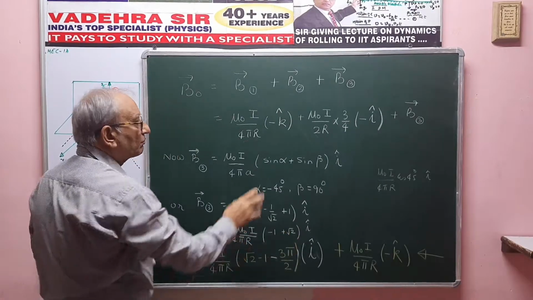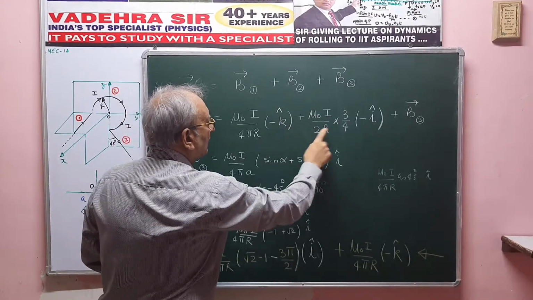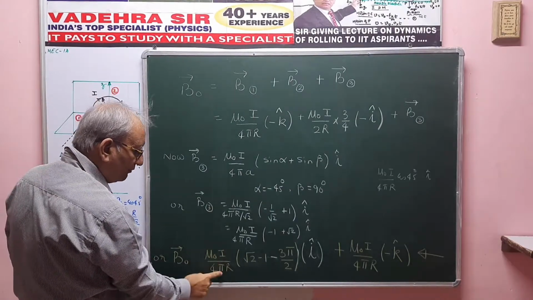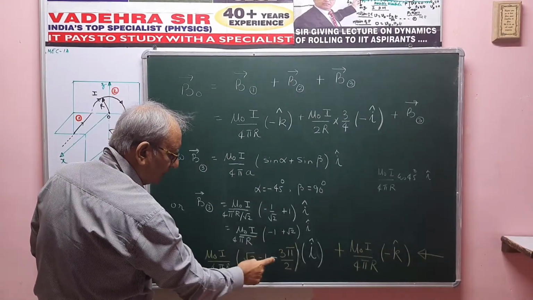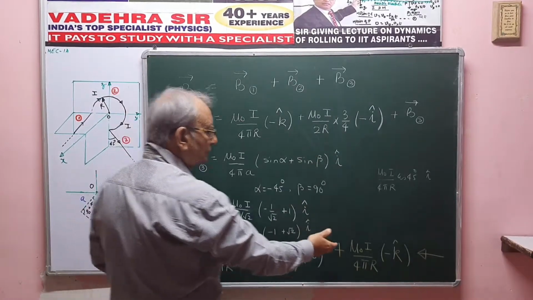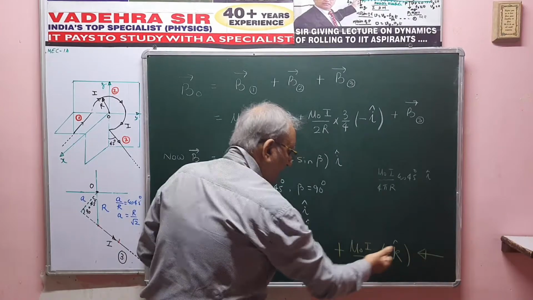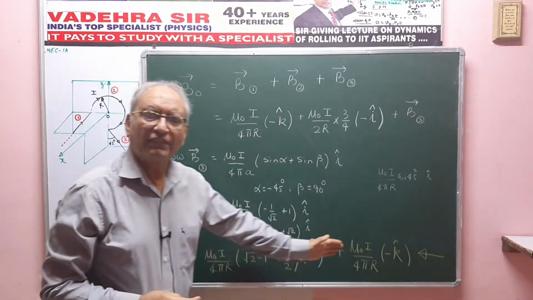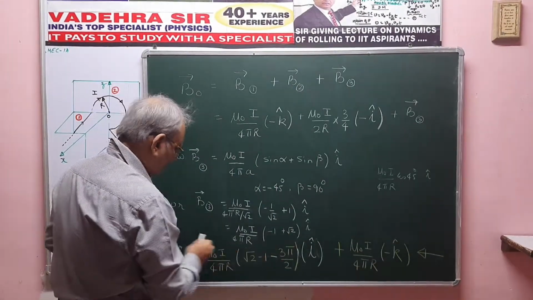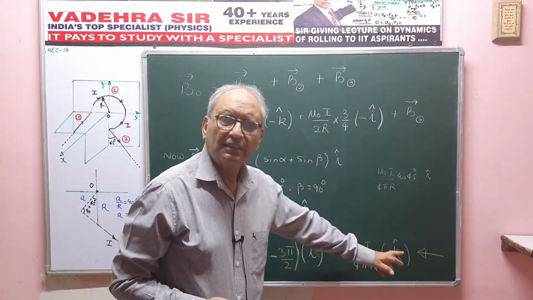So fine. For the element 2 and the element 3, I am getting mu naught I by 4 pi r into root 2 minus 1 minus 3 pi by 2 I cap. And of course, for the 1 we have minus k cap. So mu naught I by 4 pi r minus k cap. And this gives me the final answer. Of course, if you have to find the magnitude, then the final B_O arrow lies in the x and minus z plane.